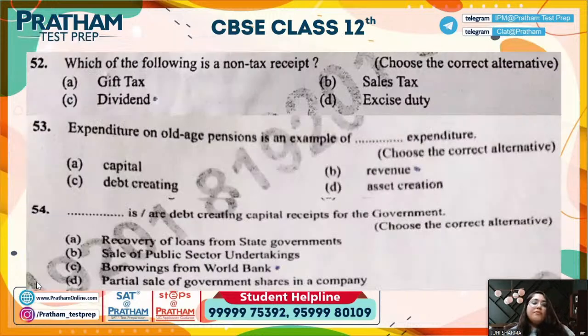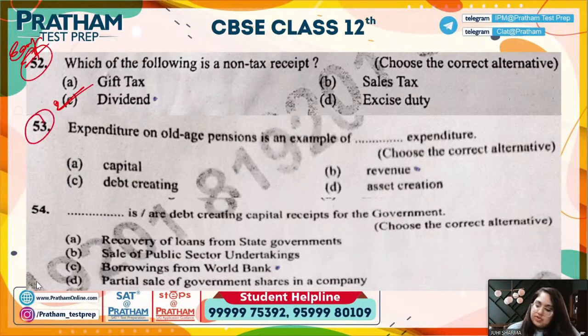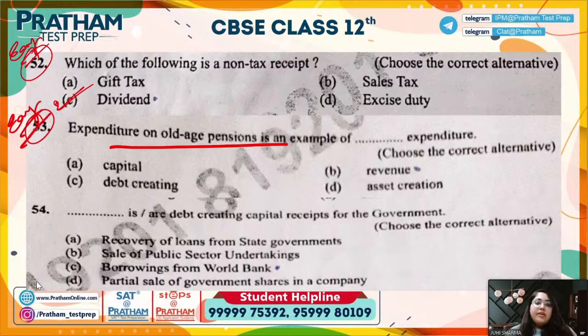Now for question number 52, we have which of the following is a non-tax receipt. In this, gift tax, sales tax, excise duty are all tax receipts except the dividend. So easy here, dividend is a non-tax receipt. Question number 53, we have expenditure on the old age pension is an example of what? It is an example of revenue expenditure, right? It is an example of revenue expenditure. So again, an easy level question, very easy.